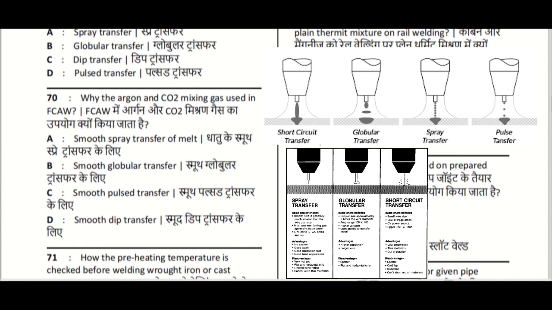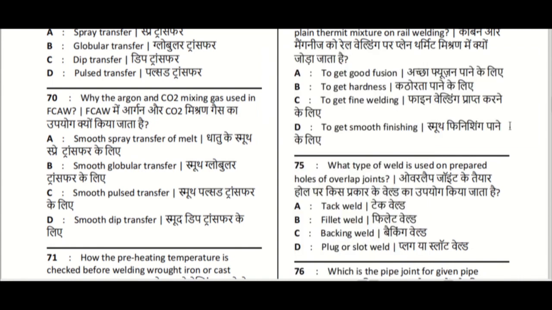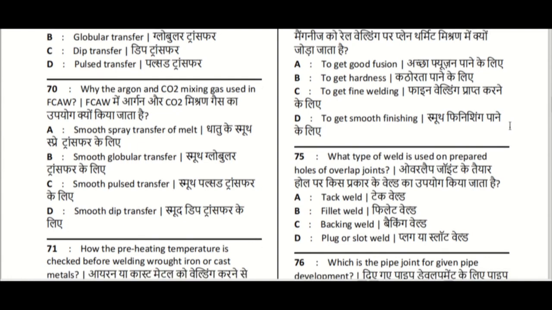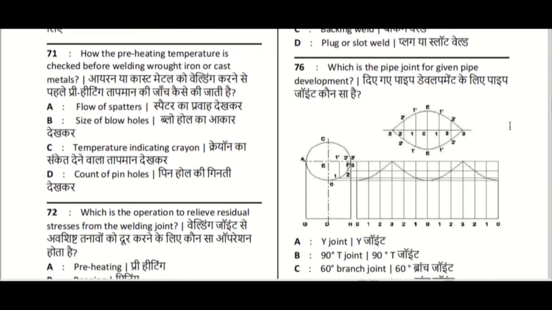Why is the argon and carbon dioxide mixing gas used in FCAW? For smooth spray transfer of the melt.